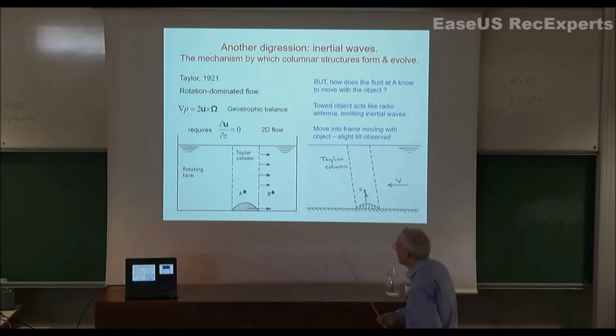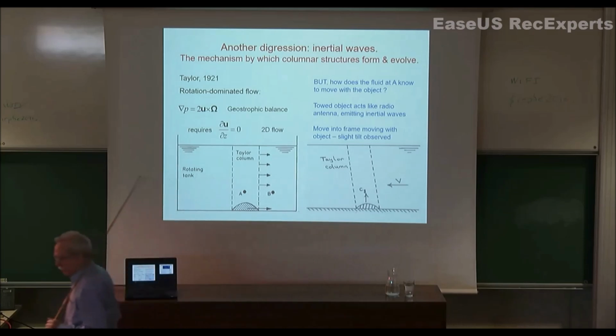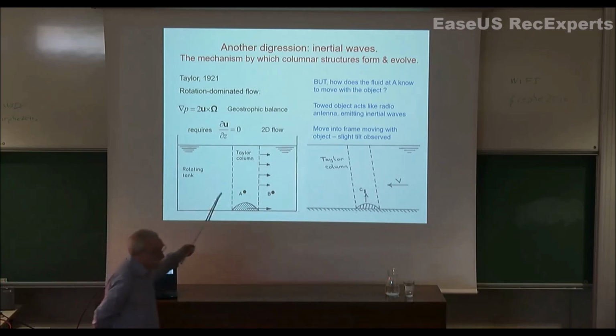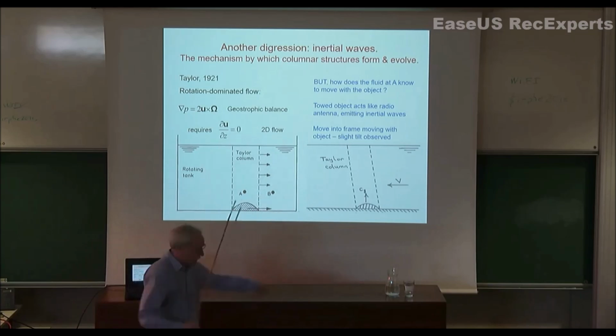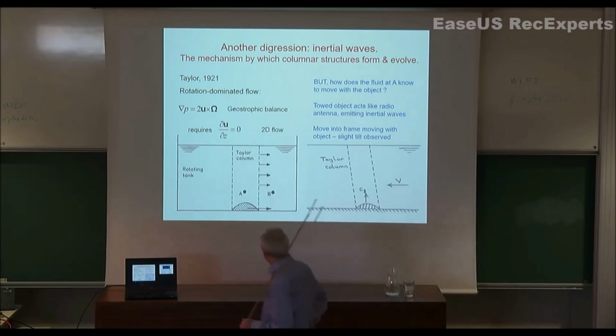Okay, so let's get around this business about when a columnar structure is a vortex and when it is a wave packet. We go back to G.I. Taylor's original experiment back in 1921. So we've got a rotating tank, and we put a slug or some object at the bottom, and it slowly moves from left to right. And you get, of course, a so-called Taylor column.